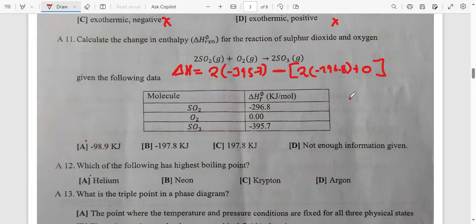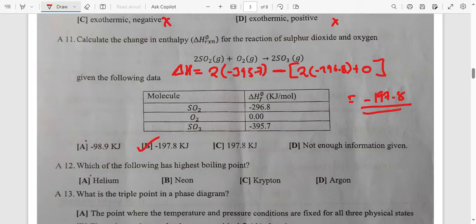So it's going to give us a negative 197.8. So it's going to be in kilojoules per mole. So this is B. You've seen the importance of signs, huh? Very important, because if you just went direct and then you found positive, that's not correct.